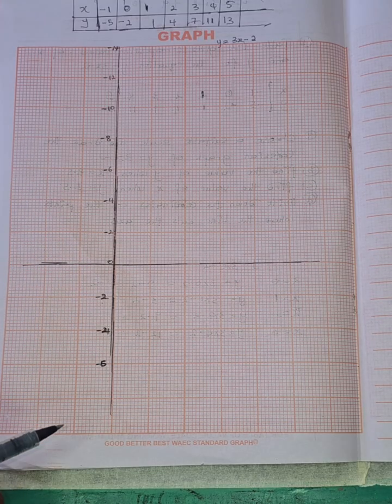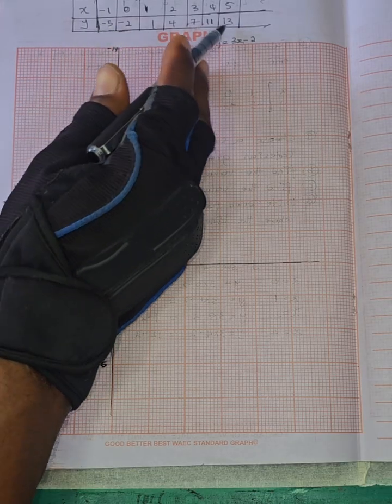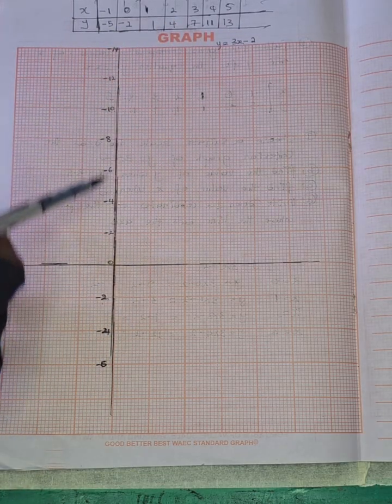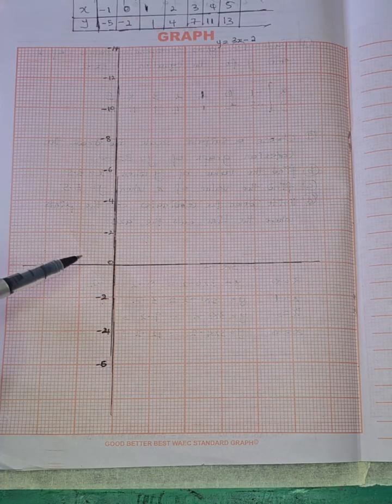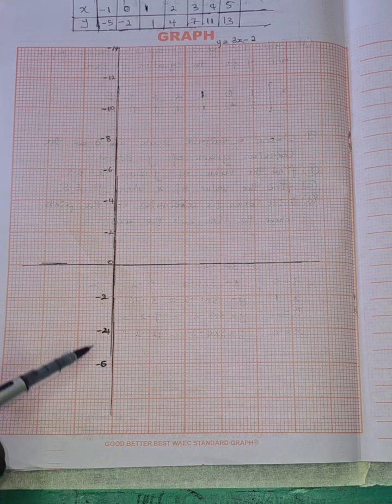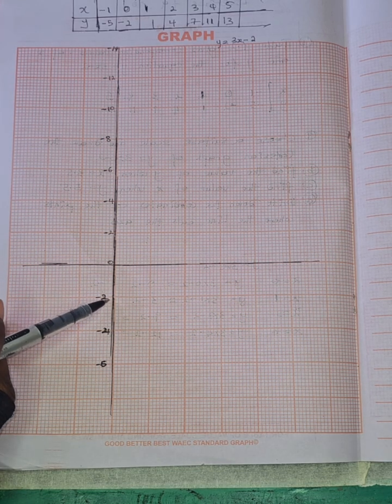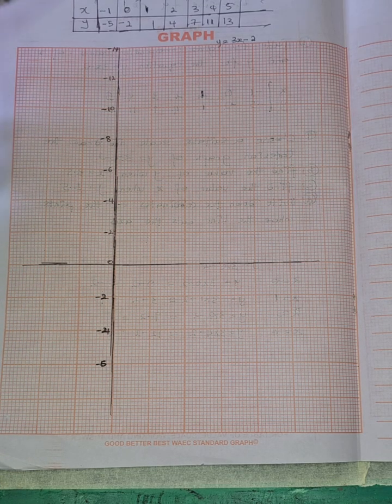And you notice what I did here. First, I look at my y. I notice that my y starts from minus 5 to 13. So I choose a scale that will be contained in this book. Let me call this 1 cm. I'm using 1 cm for 2 units of the y-axis. If I used a scale of 1 cm for 1 unit, you notice when I start from minus 5 here, it will pass, it will not be contained.